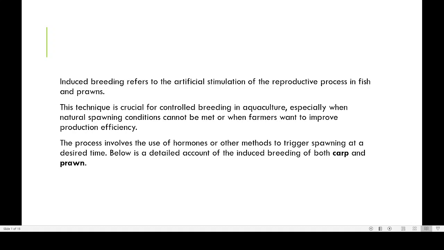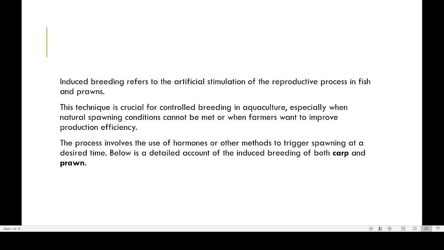So if we want to get more profit, we need more fish young ones. The only way to do that is to artificially stimulate the fish to produce more egg. That technique is what we call by the name induced breeding, or an induced method of fish reproduction. So induced breeding refers to artificial stimulation of the reproductive process.